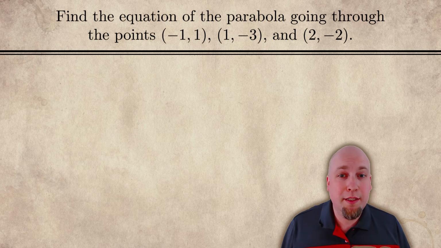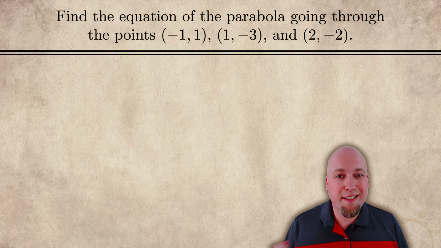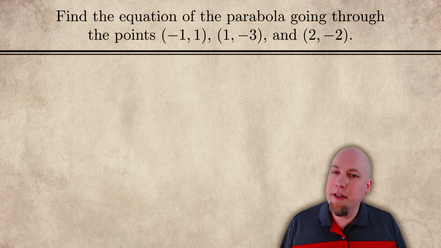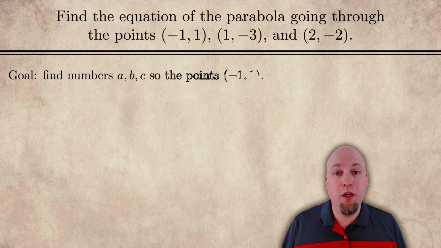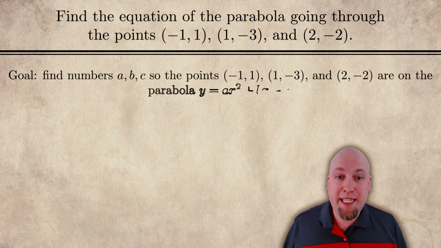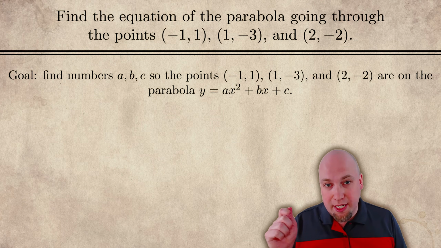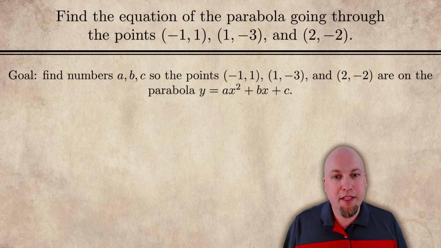Okay, in particular, let's try to find a parabola that goes through the points -1, 1, 1, -3, and 2, -2. In other words, I want to find the parabola with the equation y equals ax squared plus bx plus c, whose graph goes through those 3 points. So I'm trying to find the a, b, and c here that do the job.